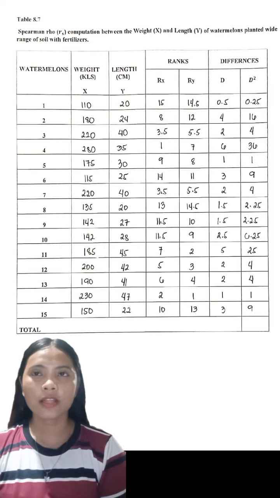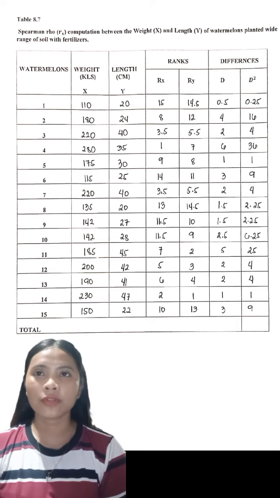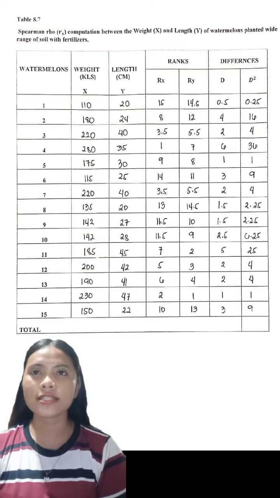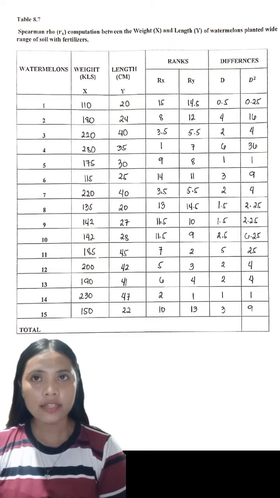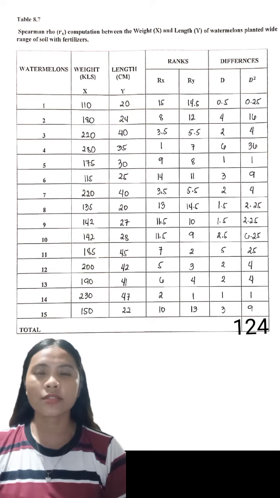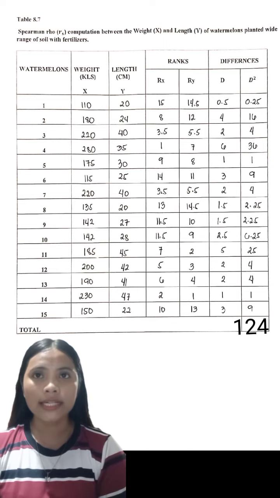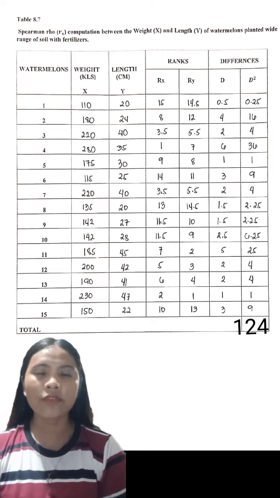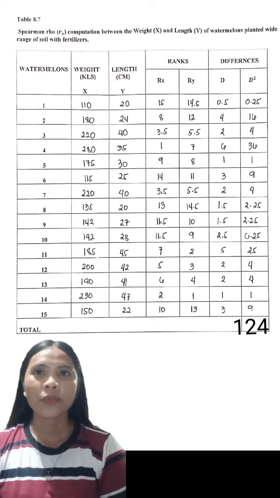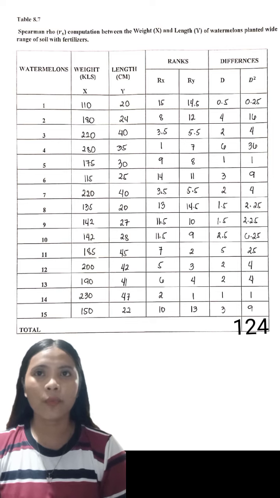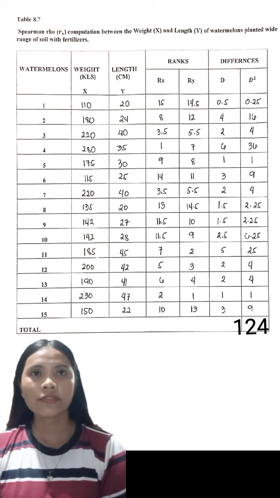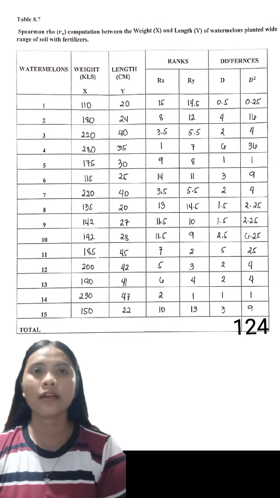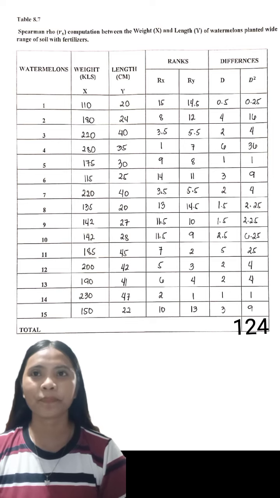For our first column, we have the number of watermelons, and we have 15 watermelons. For our next column, we have the X, or the weight, and next we have the Y, or our length in centimeters. For the next column, we have the ranks, the Rx, or the rank of X, and the rank of Y, or the rank of length and the rank of weight. And for the next column, we have the differences. The D stands for differences, and D squared is the differences squared.